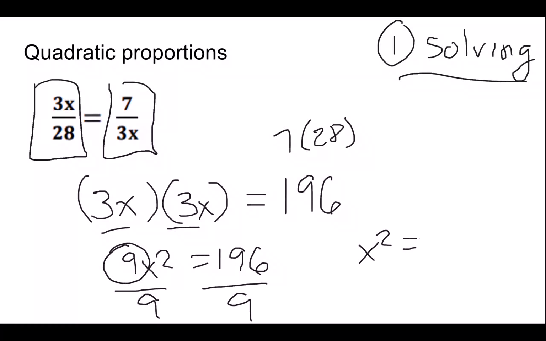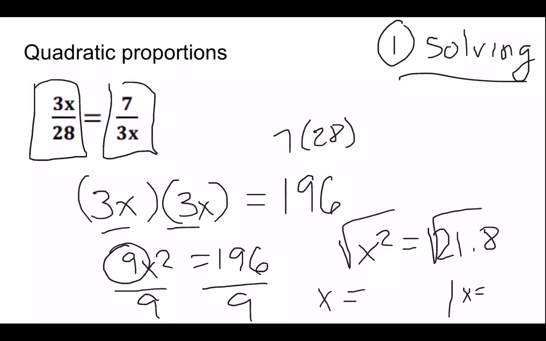I'll get x squared is equal to about 21.8. Then I'm going to square root. Now x is equal to a positive and a negative side, so let me split that up, which will be positive 4.7 and negative 4.7. So those would be my two answers there.